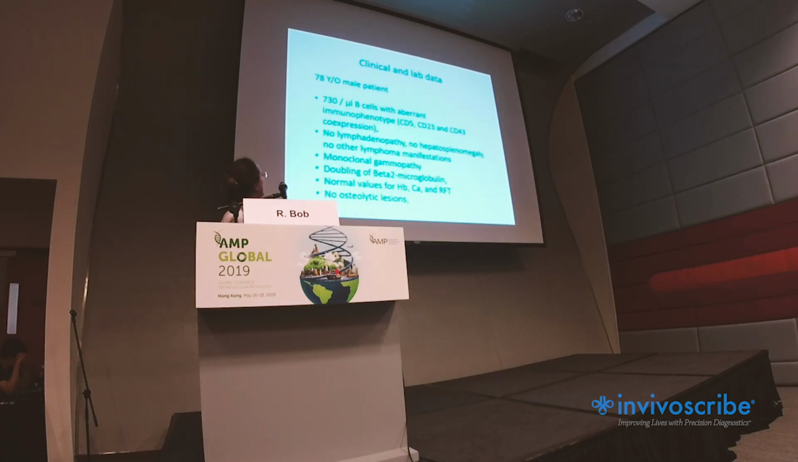These are the clinical lab data. The patient is 78 years old. He has 730 per microliter B cells in blood. They have a CLL type immunophenotype, no lymphadenopathy, no hepatosplenomegaly, no mucosal or skin lesion, no finding in favor of a lymphoma. He has also a monoclonal gammopathy with doubling of beta-2 microglobulin, but normal values for hemoglobin, calcium, renal function test, no histolytic lesion, so no other findings which could speak for plasma cell myeloma.